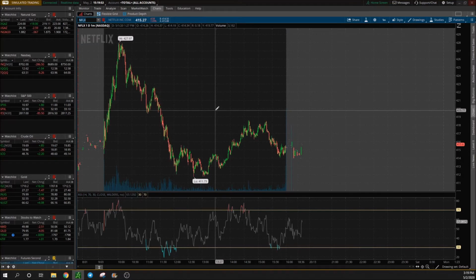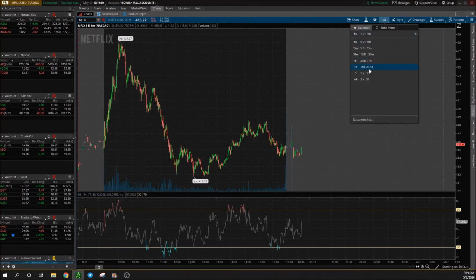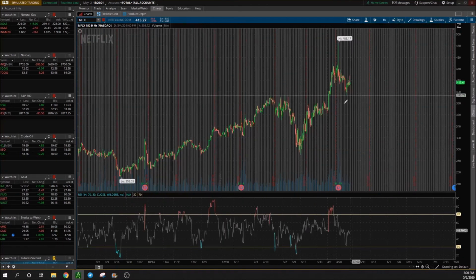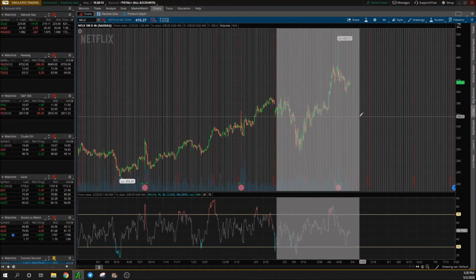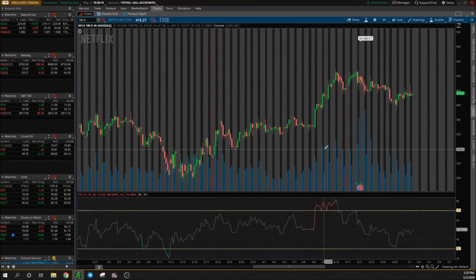Now, if we're looking for a swing trade opportunity, I'd like to look at the 180-day 4-hour chart. So now this breaks it out in the last 6 months, and we can see that right here where things started to tank was when the coronavirus scare started and the market started to crash. So I'm going to zoom in on just this part here because this is where our interest is.